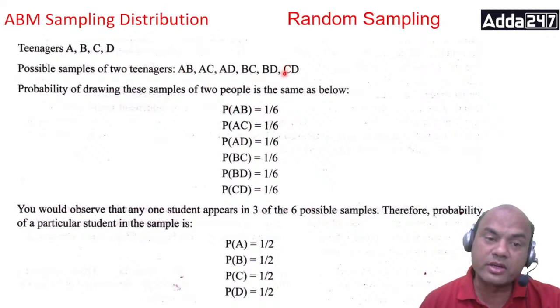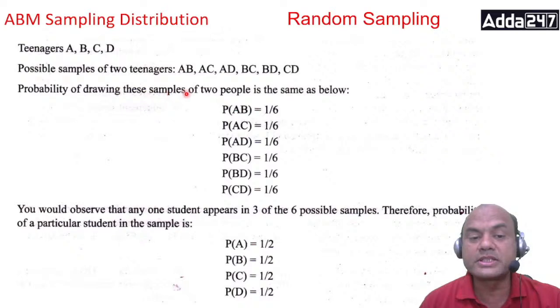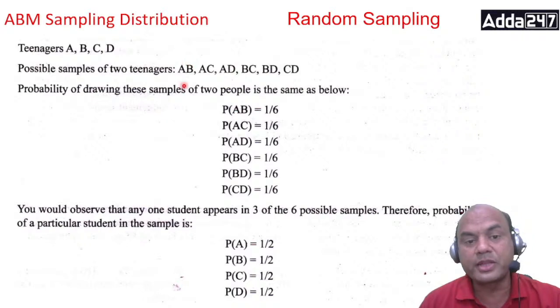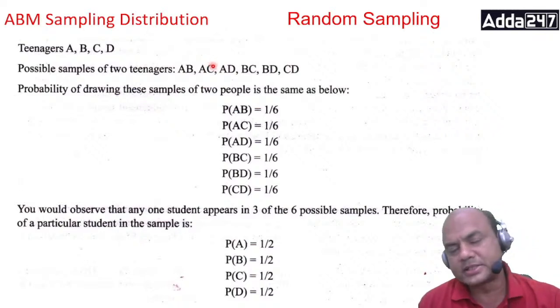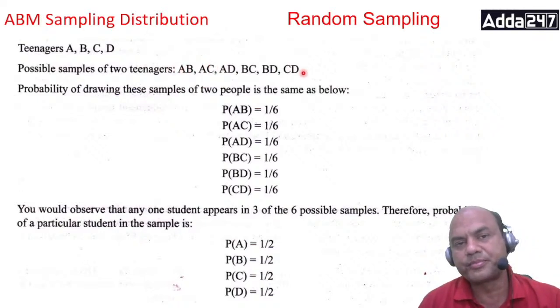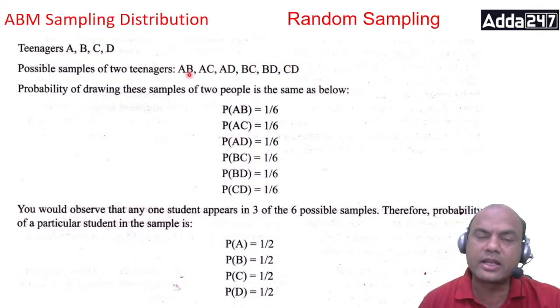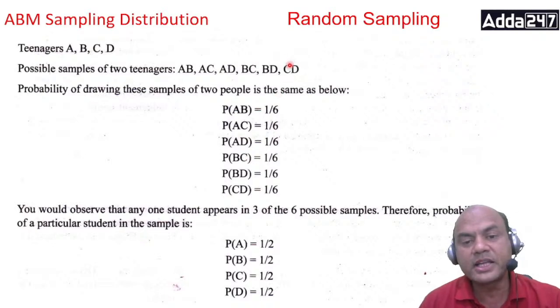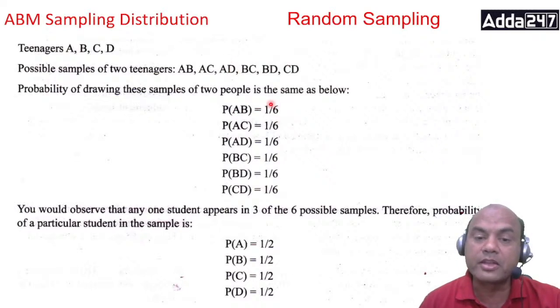Now the question is, the probability of drawing these samples of 2 people is the same as below. Means what? Suppose I close my eyes and tell them to stand in these groups, and I select any group. Then what is the chance? Suppose I want to select BC. Out of these 6, BC can be selected in only one way. So the probability of BC is 1 by 6. Similarly CD can be selected in only one way. So for any group, the probability is 1 by 6.